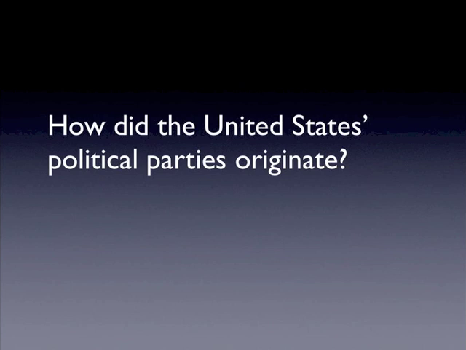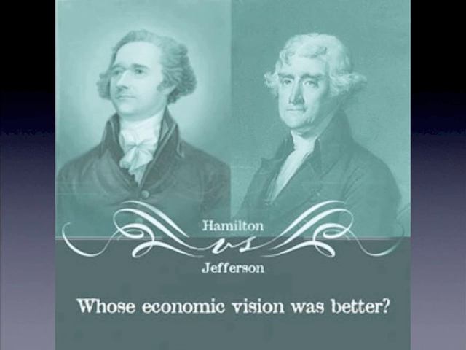How did the United States political parties originate? The Federalists, led by Alexander Hamilton, represented wealthy and upper-class interests. They favored a strong executive leadership and a liberal interpretation of the Constitution. The Anti-Federalists, led by Thomas Jefferson, represented the common man. They favored Congress as the strongest arm of government and a strict interpretation of the Constitution.